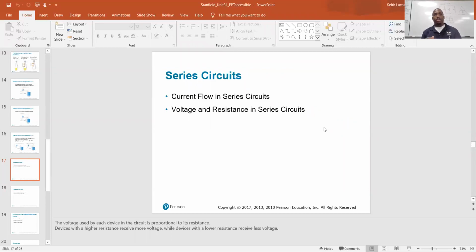With parallel, each individual light bulb has its own path or its own connection to the power source. So if one light goes out, all the rest of them are still lit because they have their own connection. It's coming from the same source, but they each have their own connection to that source.